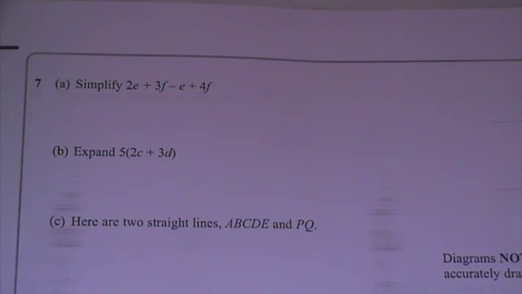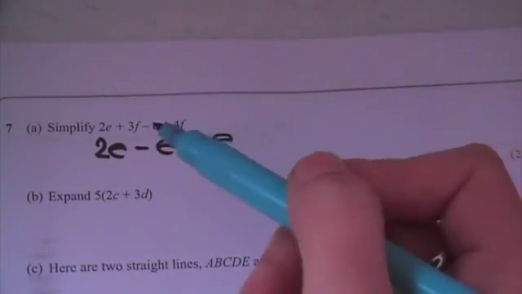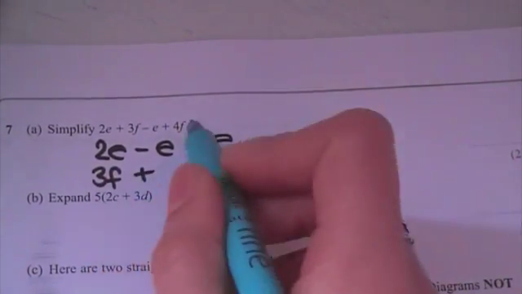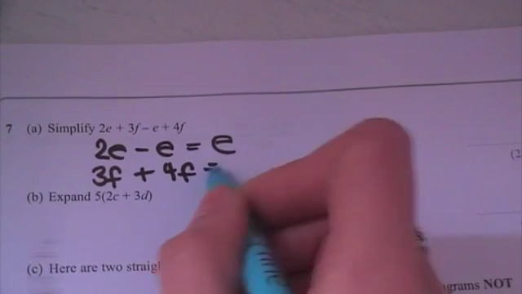Question 7A. Simplify 2e add 3f minus e add 4f. And that's worth 2 marks. So first of all, let's collect all our e's. So we've got 2e minus e, so that's just going to give you 1e. And then we've got 3f add 4f. So we've got 3f plus the 4f's over here, gives us 7f. So altogether, e plus 7f.